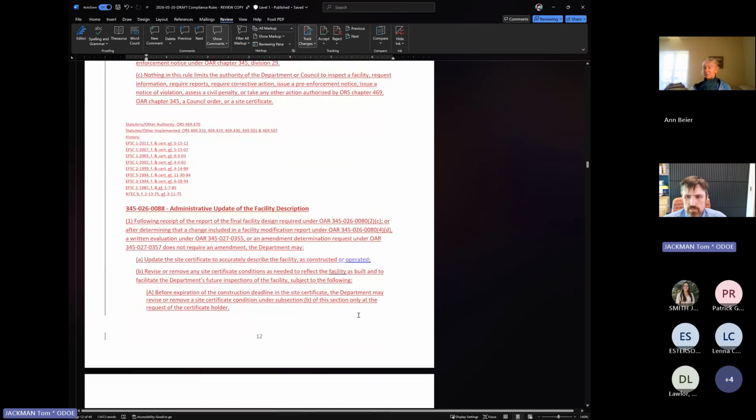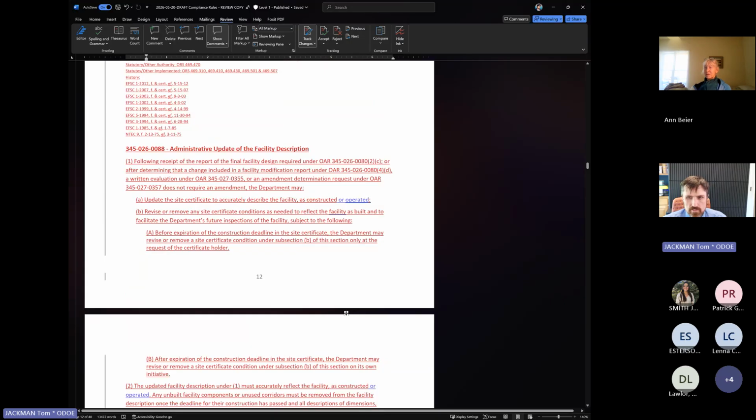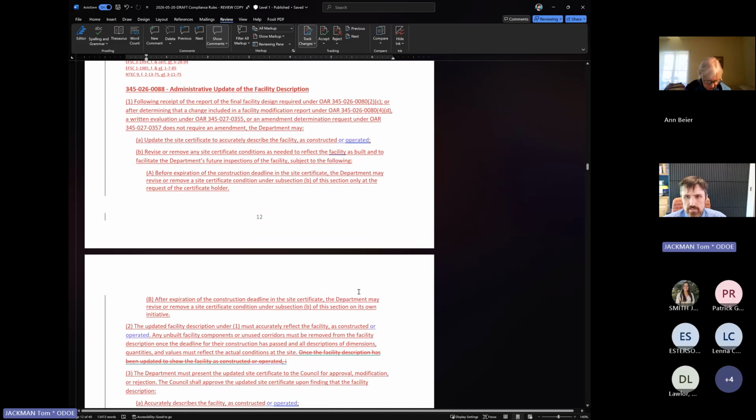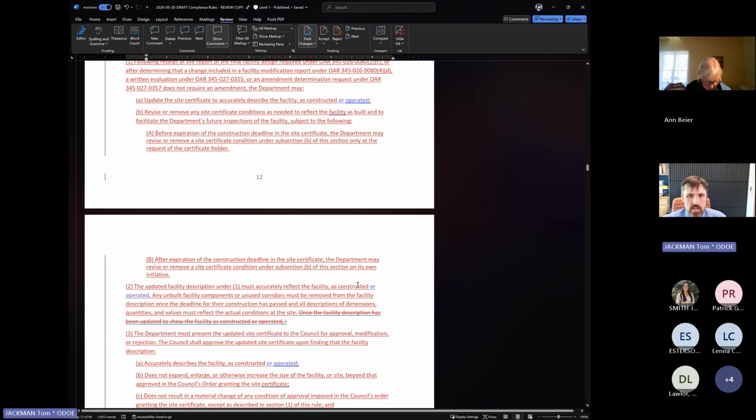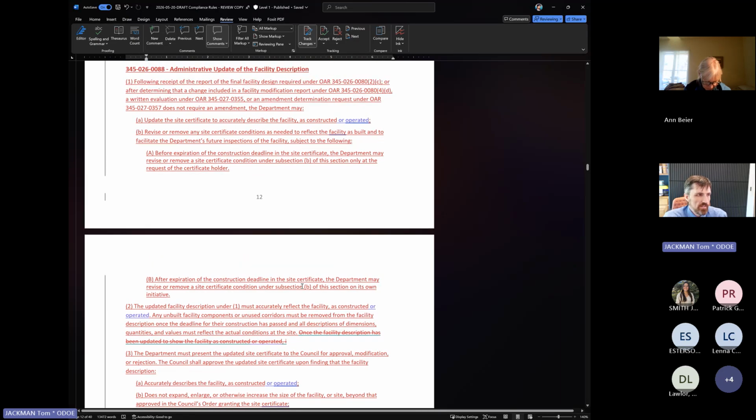So let's talk about 88 here. This is a brand new rule. It didn't exist previously in any sense. We didn't pull language from other places. This is all new stuff here. And the idea is that this just came up a lot in terms of wanting to do this, but not having a mechanism to do it, or feeling comfortable about doing this, given the restrictions in the rules as they currently exist. But this is basically what it says here. It would allow for an administrative update of the facility description, aka not requiring an amendment.